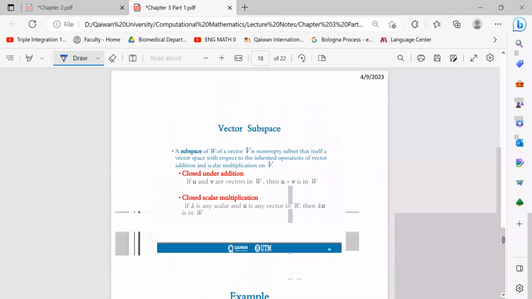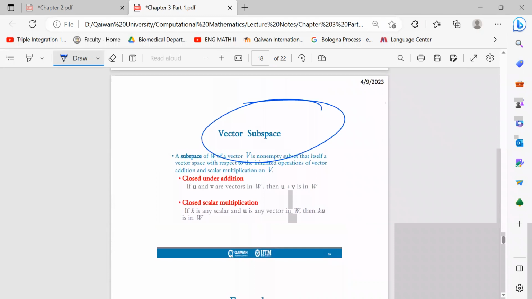Here we have some exercises. Okay. We stop here, vector subspace.